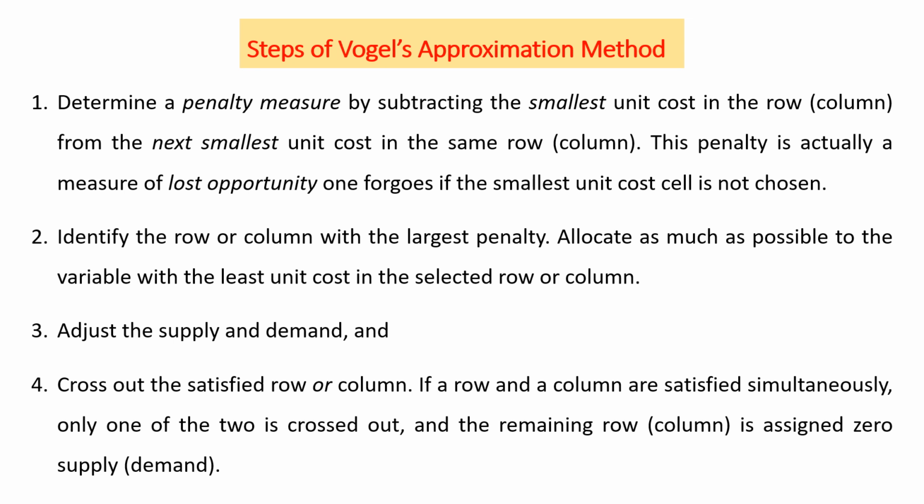And the second step is to identify the row or column with the largest penalty, and allocate as much as possible to the variable with the least unit cost in the selected row or column. The third step is to adjust the supply and demand, and the fourth one is to cancel out the satisfied row or column. If a row and a column are satisfied simultaneously, only one of the two is crossed out and the remaining row or column is assigned 0 supply or demand.